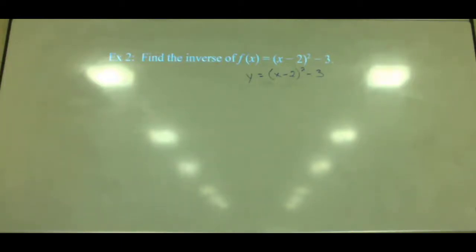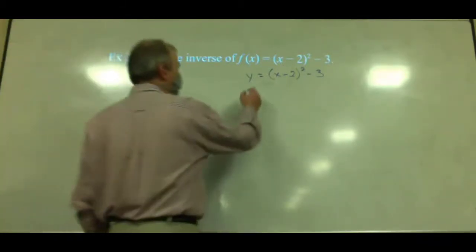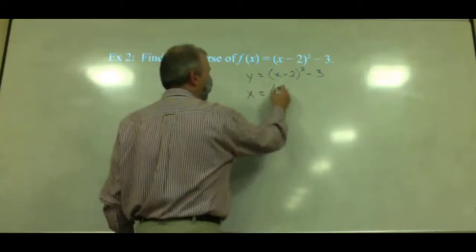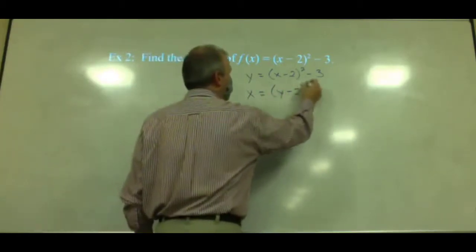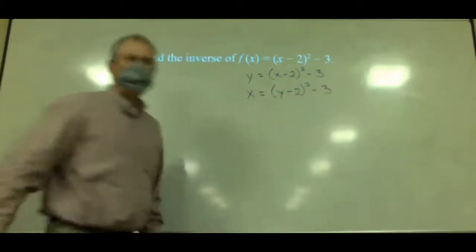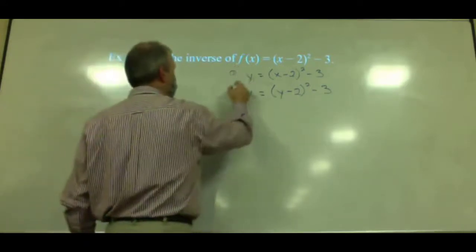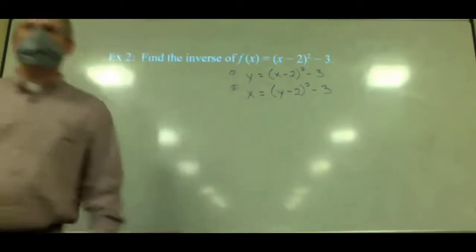What are we supposed to do in step 2? We're going to change the x's and y's. Yeah, switch the x's and y's around. So this is going to say x equals (y minus 2) squared minus 3. So step 1, step 2. Everybody okay with that?